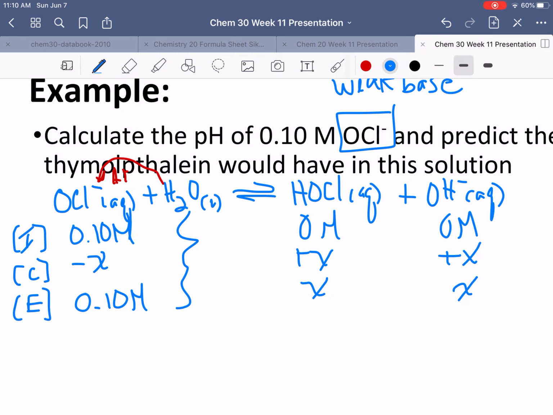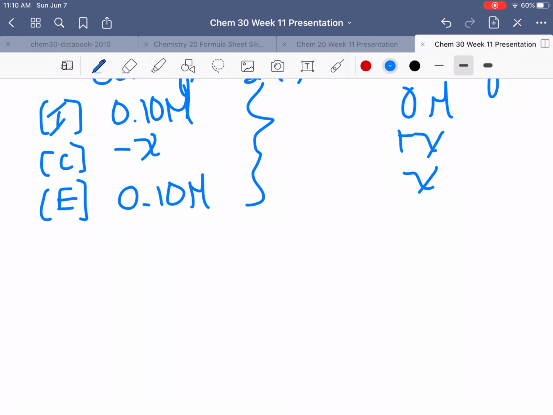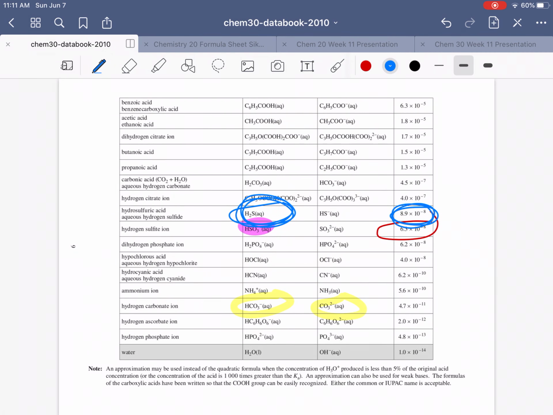Now we can't quite figure out the equilibrium law calculation yet because this is a base. So first things first, we're going to have to determine what Kb is. Kb is Kw over Ka. Now where do you get Ka? You get it from the conjugate acid, that should be a more familiar word now, on the table. So let's check it out here.